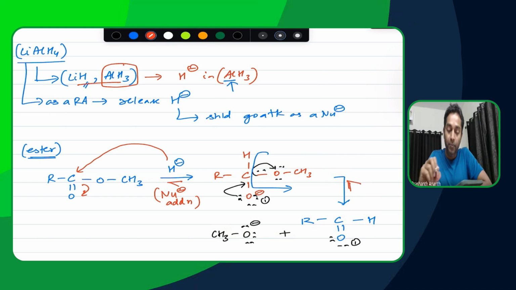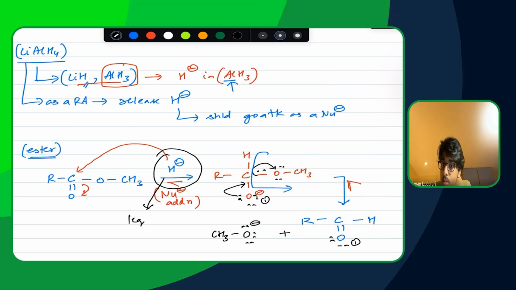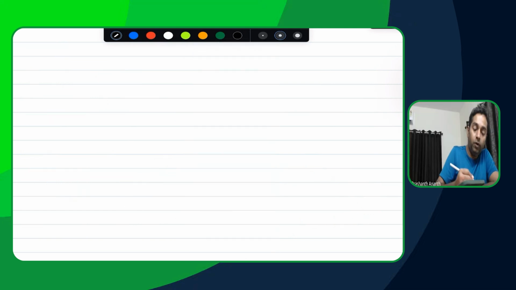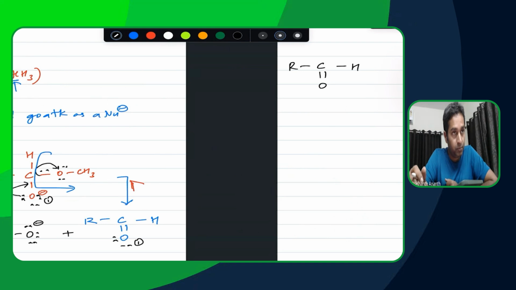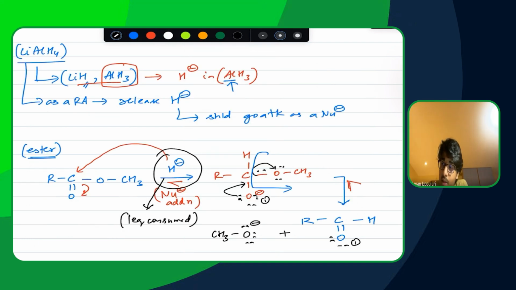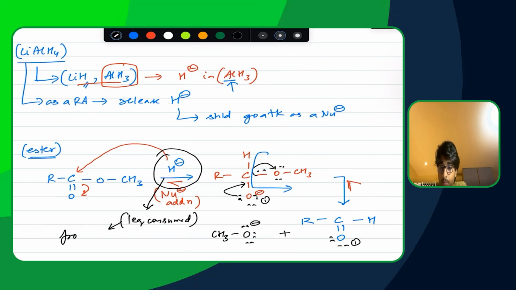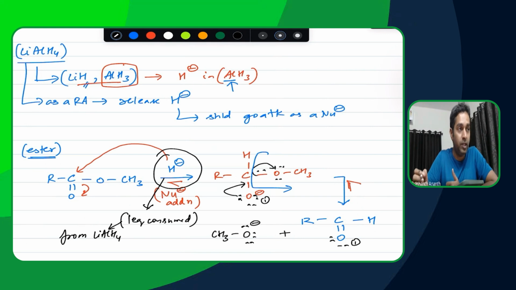Now, in this process here, we have consumed how much of this? 1 equivalent. H minus from LiAlH4, for what we have currently. We have an RC double bond OH. That H minus is from LiAlH4 minus. Yes, of course. This is absolutely from LiAlH4.